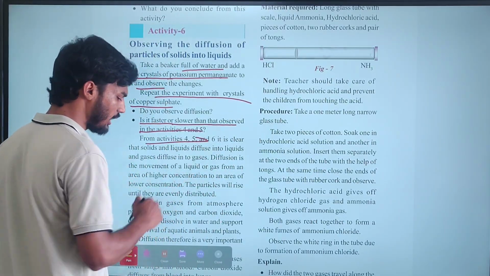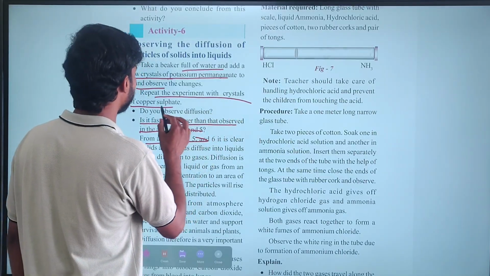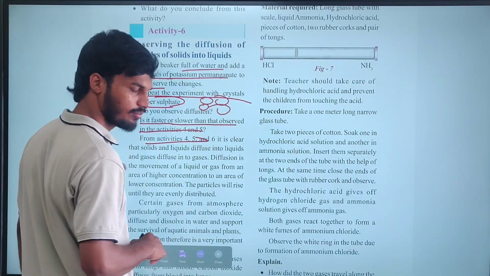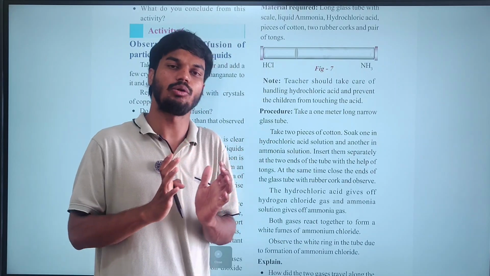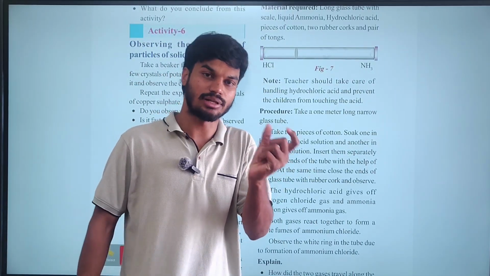From the above activity, you can observe the process of diffusion with the help of potassium permanganate and copper sulfate crystal particles, and note the process of diffusion taking place and the time taken, and the difference between potassium permanganate and copper sulfate, which are in the form of crystals.